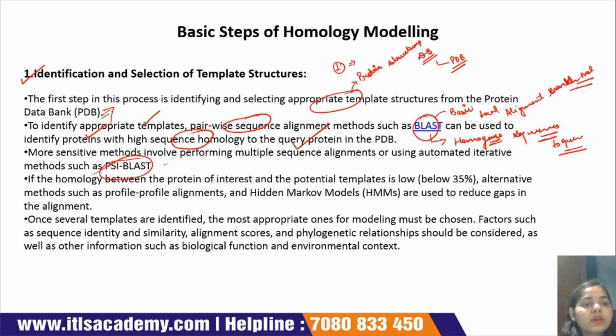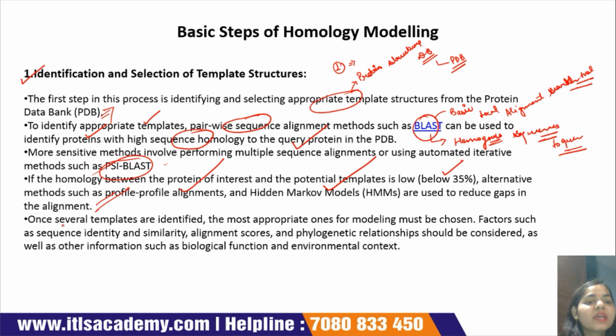If the homology between the protein of interest and the potential template protein is low, or below 35%, then we use alternative methods, and these alternative methods are profile alignment and hidden Markov model. These hidden Markov model and profile alignment methods are used to reduce the gaps in the alignment.